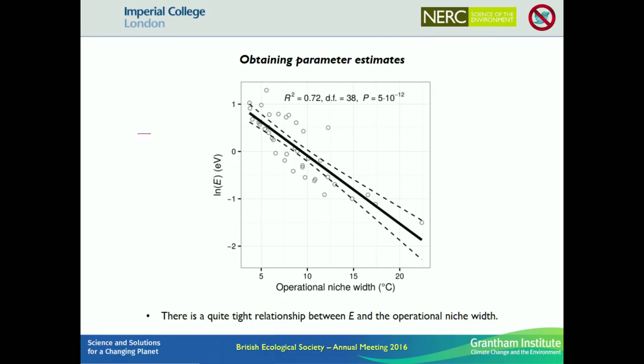Right, and like I said before, if you plot the measures of E and the measures of the operational niche width for the curves where we can get both of them, you see that there is a tight correlation between them, which makes biological sense, because if you have a very high E value, that means you have a very steep slope, and that would lead to a very narrow operational niche width, and vice versa.